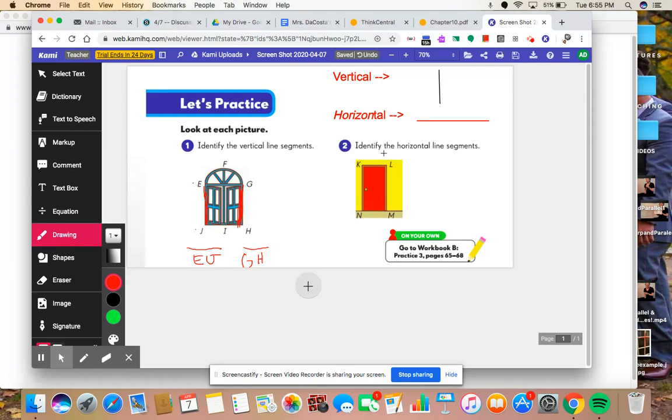And then here, it wants you to identify the horizontal line segments, the lines that are going straight across. I see two. Actually, let me use a different color. I see one right here. That would be line KL. And then I see another one right here, which would be line segment NM. Remember, we don't go backwards and say line MN. We do it by the alphabet, line MN. I'm sorry, line NM. So remember, horizontal goes straight across, vertical goes up and down.